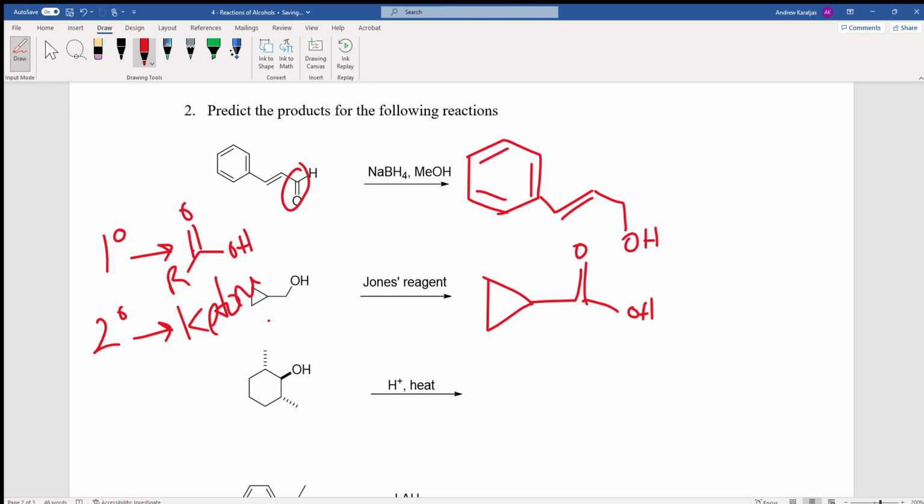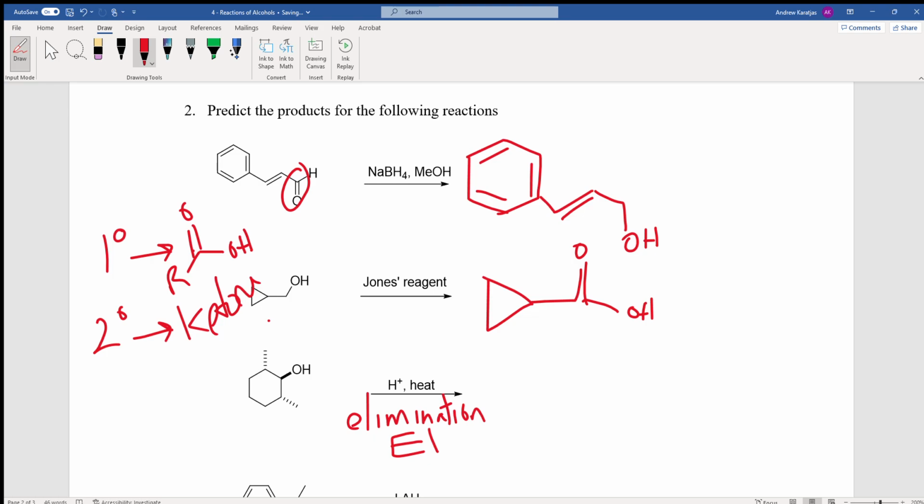Our third reaction, we can see that we have an alcohol in the presence of aqueous acid and heat. These are conditions that lead to elimination, and specifically, this is going to be an E1 elimination. We know it's going to be E1 because of the reaction conditions.